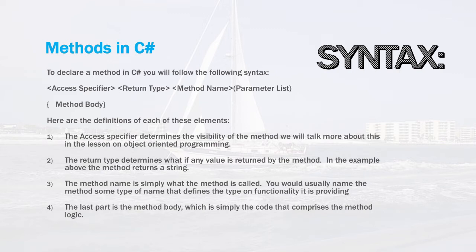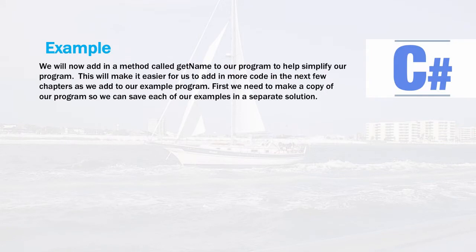The method name is simply what the method is called. You would usually use a name that's representative of the function that the method is providing. The last part is the method body, which is simply the code that the method is comprised of and contains all the programming logic. So for the example in this lesson, we're going to add a method called getName to our program to help simplify our program.